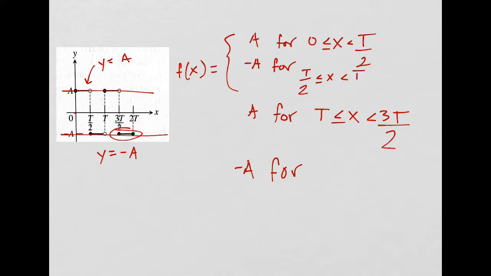Oh, I include both of them. For x in between 3t over 2 and 2t. And I include both of them because I have both closed circles there. So there we have it. And there's my piecewise function.